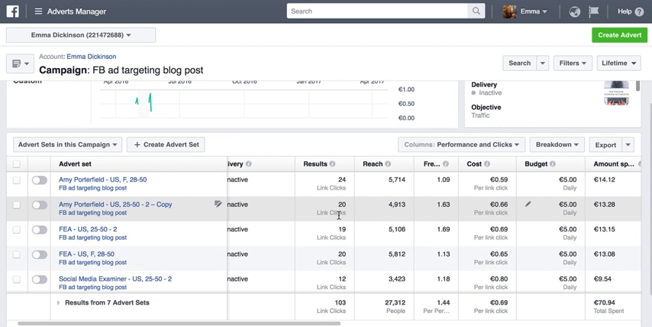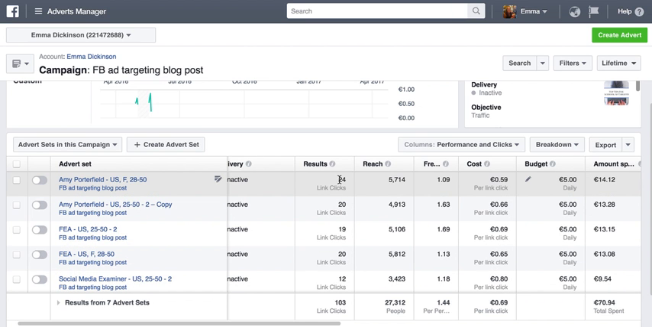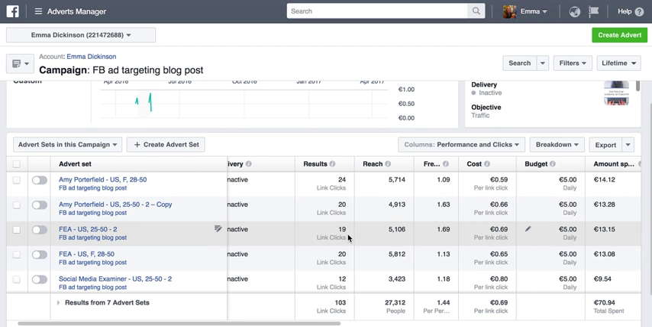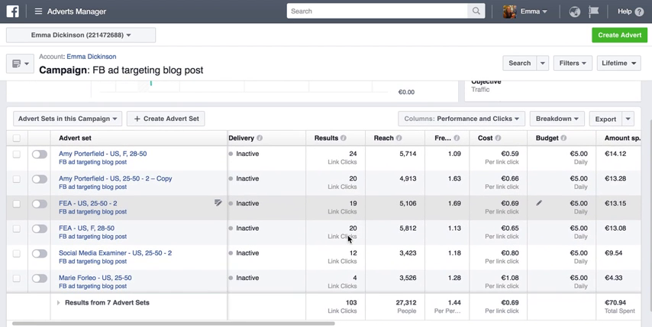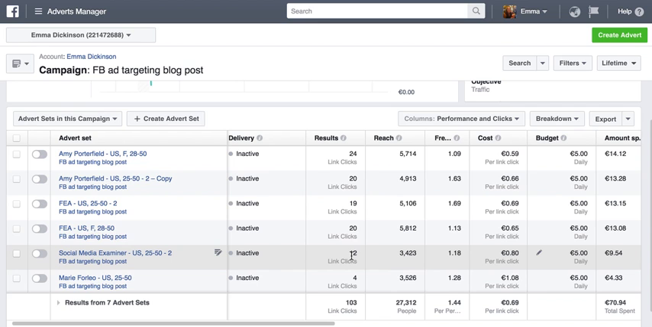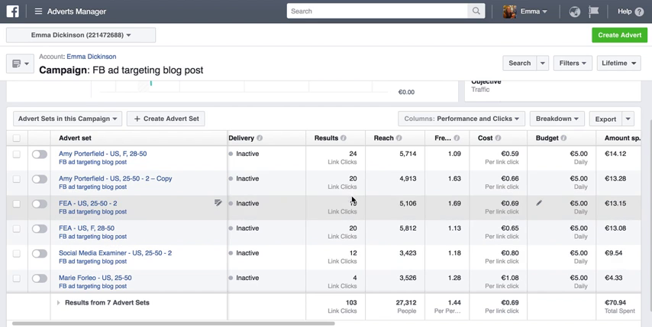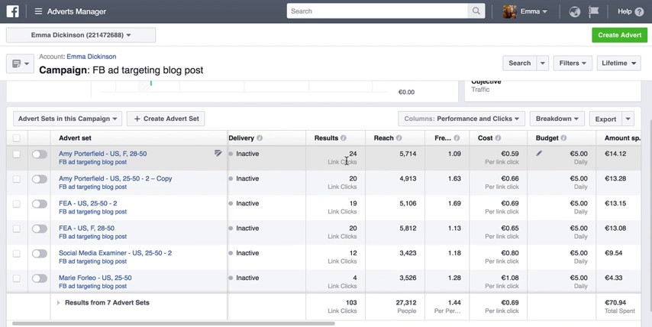So because my main objective for this campaign was to get people to click through to my website, I'm obviously going to want this one that has 24 clicks. But if you wanted conversions, and there was one that had 12 conversions but didn't have many clicks versus one that had only 5 conversions but a lot of clicks, you want to keep the one going that has the most conversions.